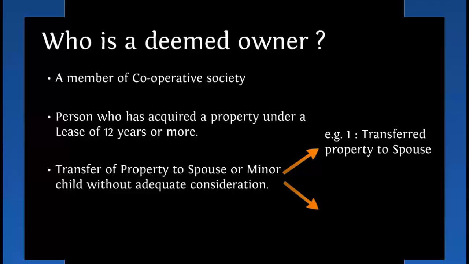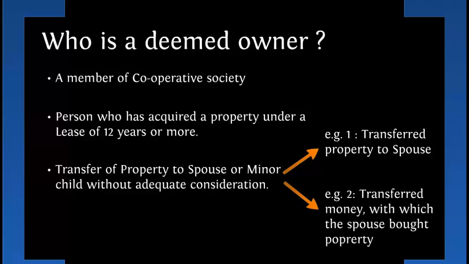Another example, this is a situation where you did not have any property, you have actually transferred money to your spouse, and your spouse bought property with that money. So you transferred, let's say, rupees 25 lakh to your spouse, and your spouse bought a property worth 25 lakh with that money. Now, such a property will be considered to be your spouse's property. It will not be deemed to be your property, right? However, if this property is put on rent, this rent will be deemed to be your income.